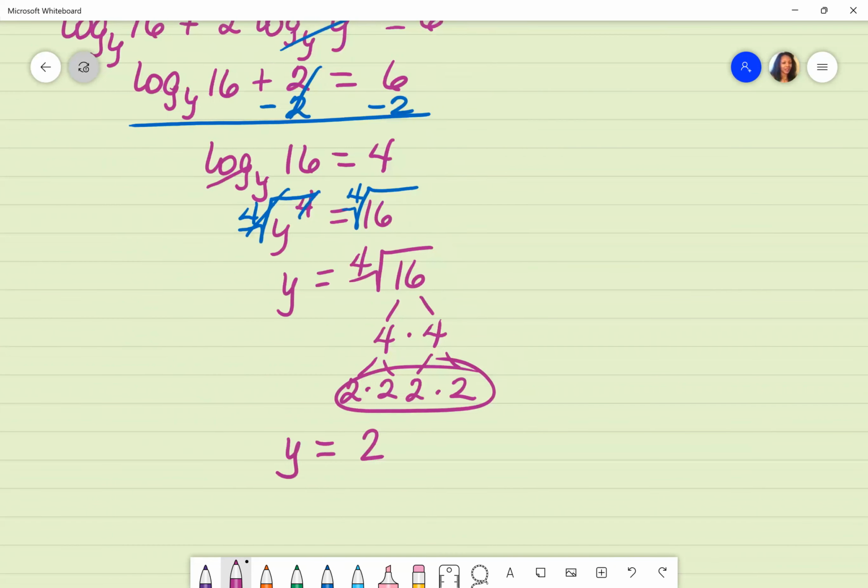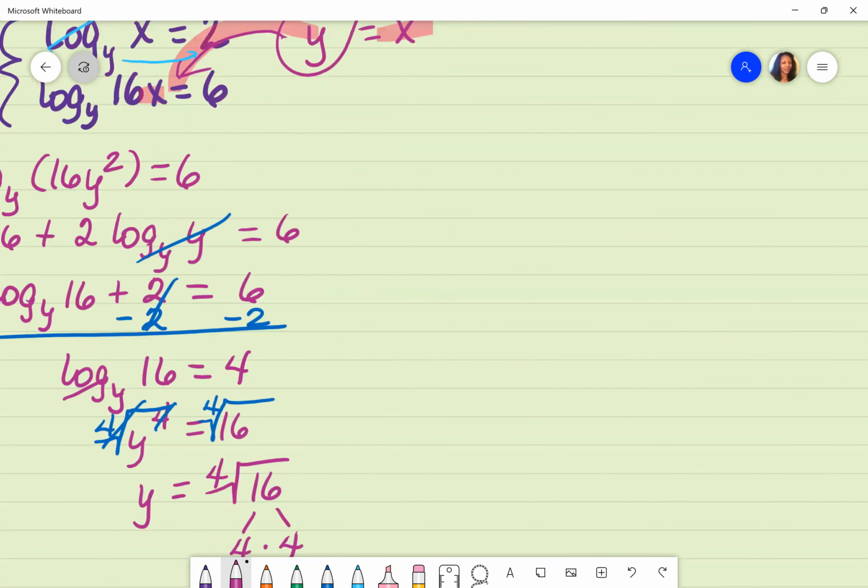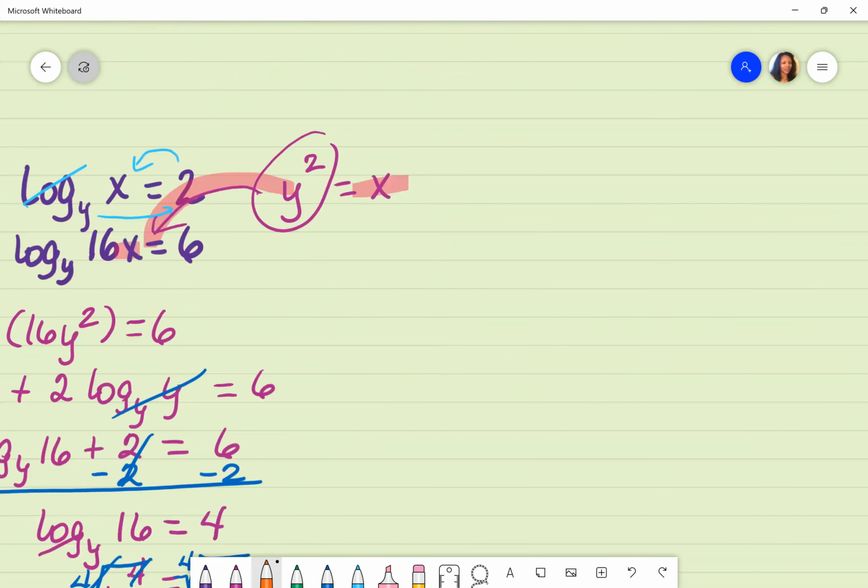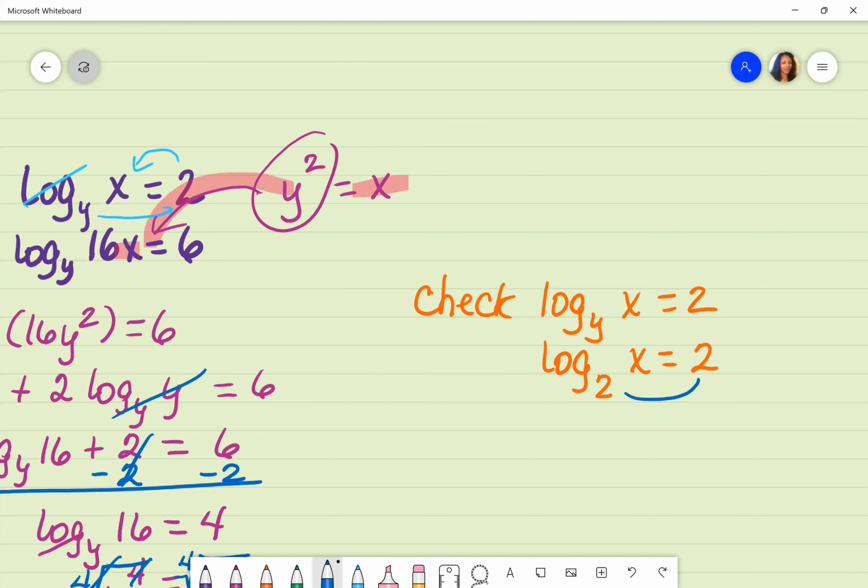So now I'm going to go back and I have to check it. You always have to check your work. So when I check this, I am going to use the first system. Log base y of x is equal to 2. And I just said that y is 2. And let's see if this is true. I want to rewrite this as an exponent. So I get rid of the word log. And what that looks like is 2 raised to the 2nd power is equal to x. So therefore, if I simplify it, x should equal 4.